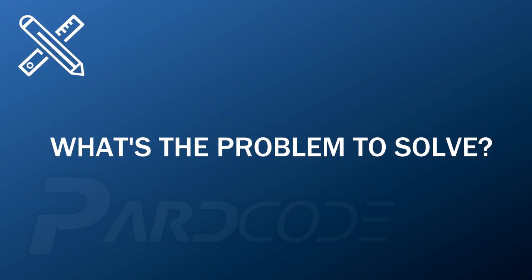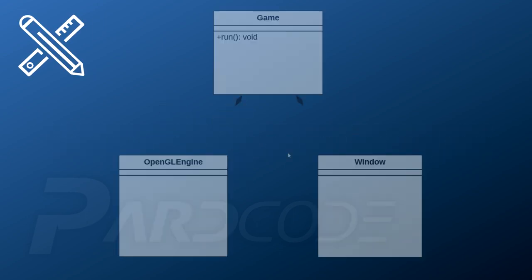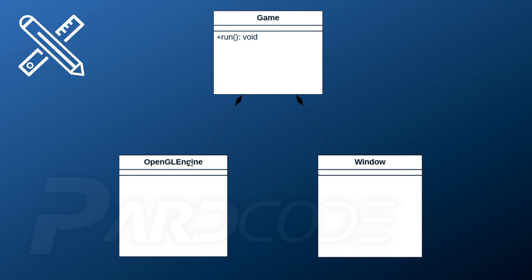What's the problem to solve this time? We want to create a cross-platform 3D engine, so let's add a graphics engine into our class diagram. This class should provide us all the necessary functions to draw elements on the screen, like, for example, the clear function that allows us to clear the contents of our window with a specific color.